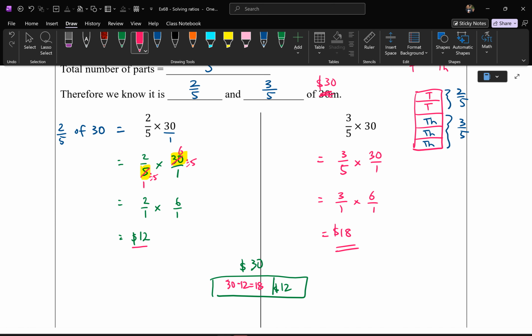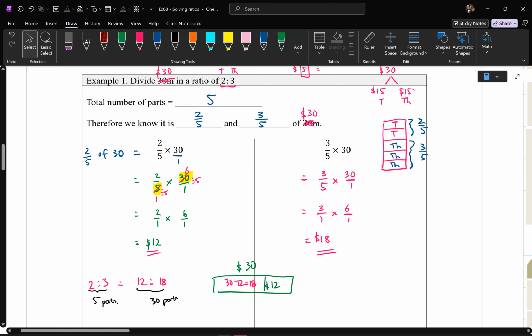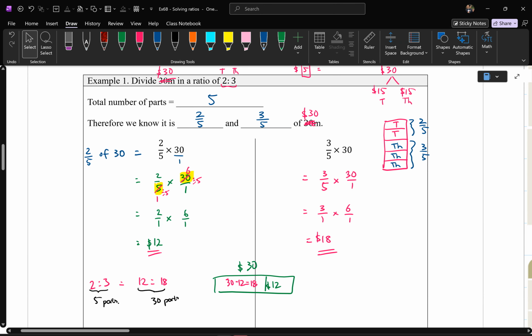So they get 18, I get 12, and therefore 12 to 18 is actually the same as 2 to 3. Okay, so 2 to 3 is equivalent to 12 to 18. The difference is this is 5 parts for the ticket. This is 30 parts for the money. Okay, so this is 30 parts, versus this is 5 parts. That's pretty much all you need to know how to do. Now you can do that for 3 ratios, 4 ratios, but just to start off with, you're practicing to do it with 2 ratios.